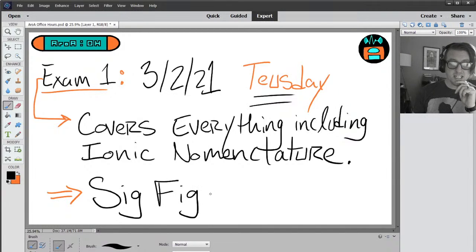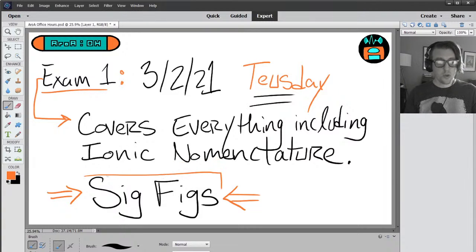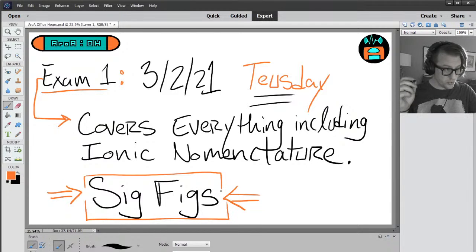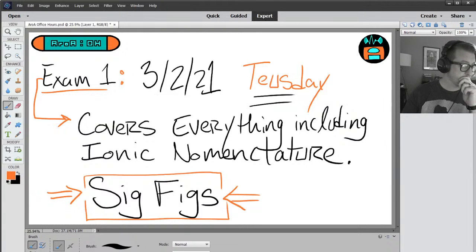The reason why it's not on the list is because there will be no problems structured like how many sig figs are in this number. Not going to be on the exam. But every mathematical calculation you do on this exam will involve sig figs. And so I just want your mentality to be zeroed in on that fact. This is definitely something you want to practice.